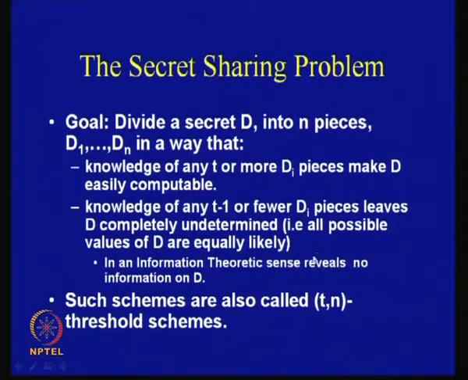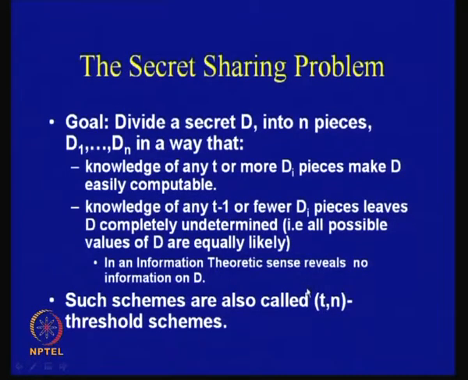Now, when we say that all possible values of D are equally likely, we are saying so in an information theoretic sense. That means it reveals no information on D. These kinds of schemes are commonly referred to as (t, n) threshold schemes. That means if t players out of these n players combine, they are able to deduce the secret, but if there are t minus 1 or fewer players or shares, that does not reveal any information about the secret being shared.